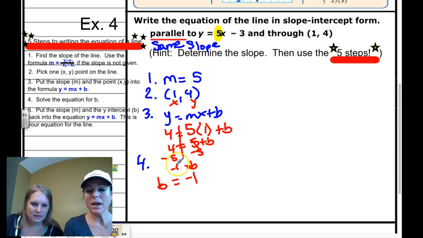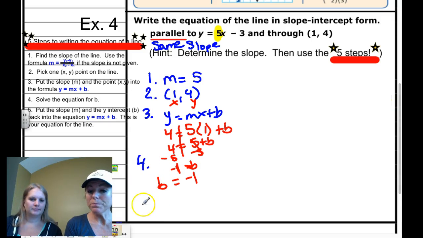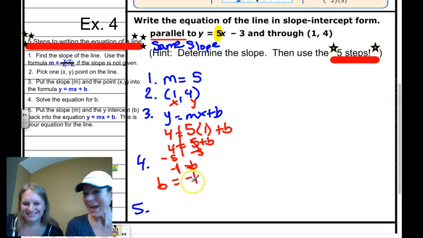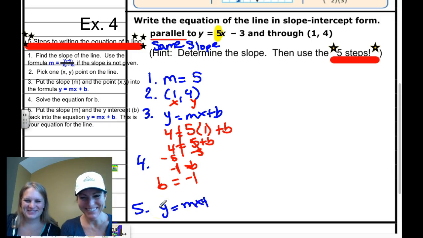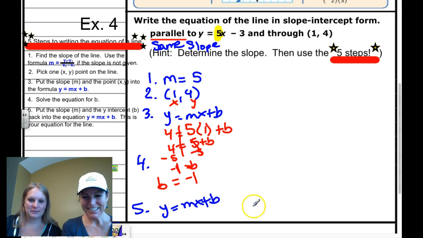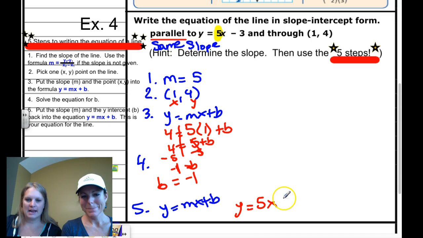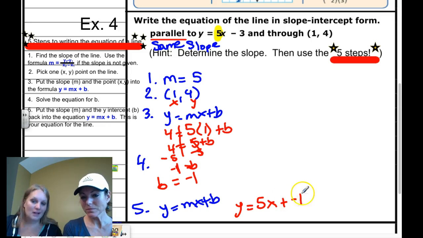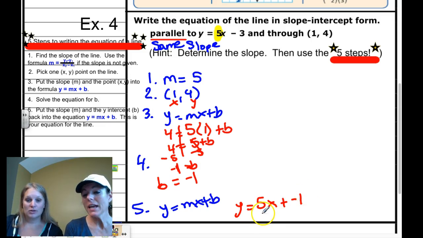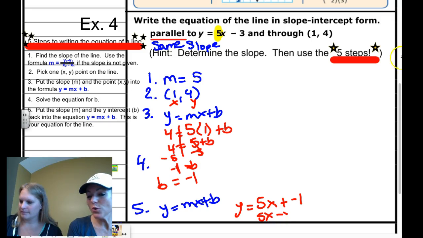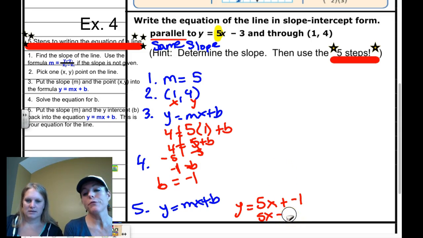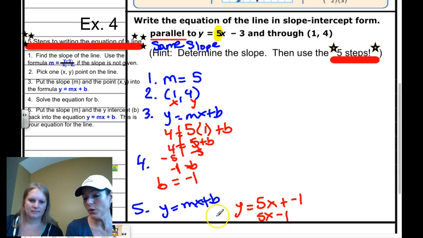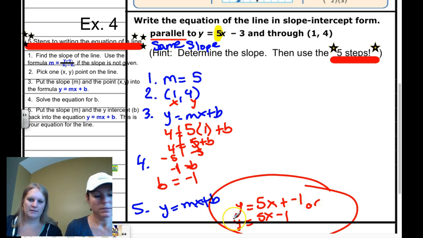Step 5, we're just plugging our slope and our y-intercept back in. Y equals mx plus b. So our y we leave. Our m is our slope, 5. We put our x down again, and we have our b. I like to do plus negative 1 because it's mx plus b. That is totally fine. I will give full credit whether you write 5x plus negative 1 or 5x minus 1. They are both correct, maybe circle them both.